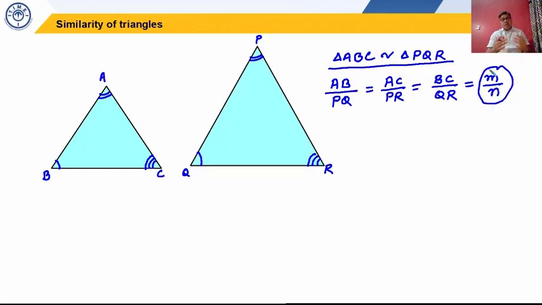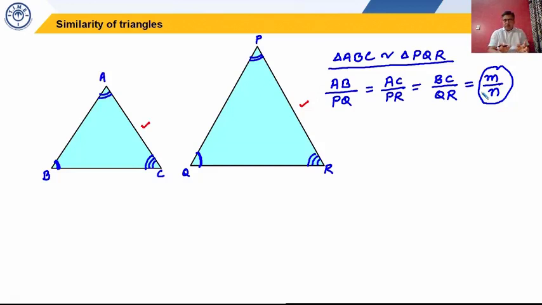So what is the meaning of corresponding side? Side opposite to equal angle is called corresponding side. Let's say this angle is equal to this angle. So your corresponding sides are AC and PR. So the ratio of AC and PR, ratio of AB and PQ, ratio of BC and QR is M is to N. The ratio of corresponding sides would be in the same ratio, right?